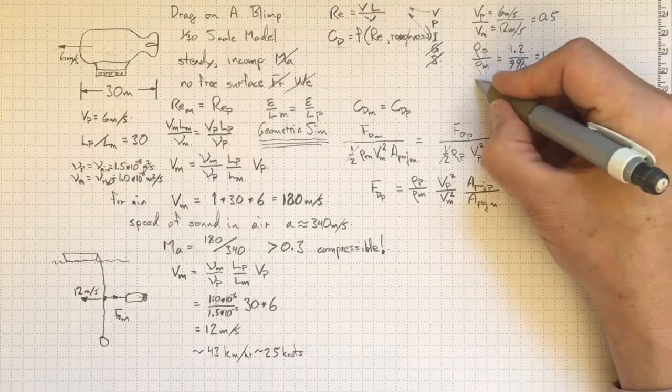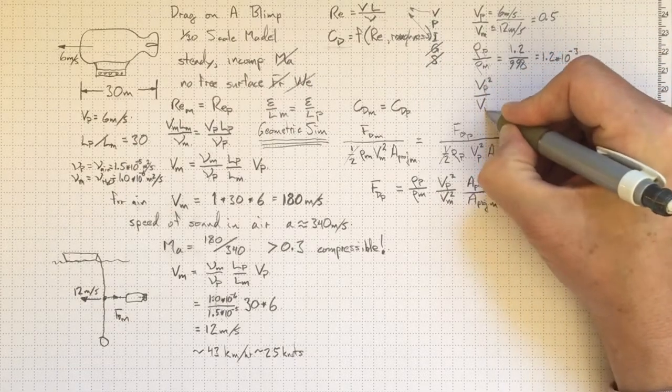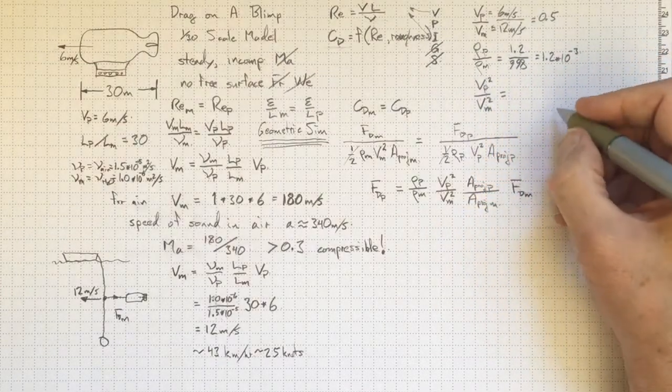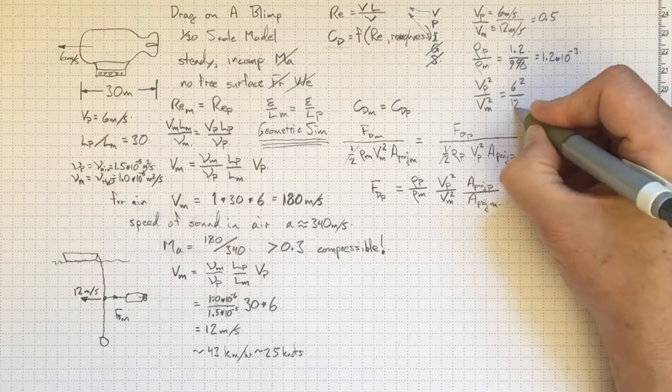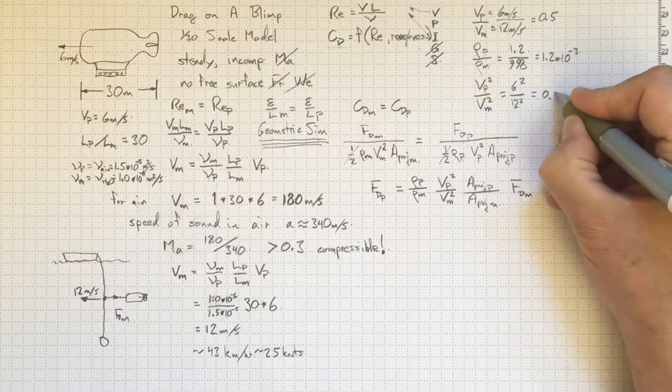The ratio, the velocity of the prototype squared divided by the velocity of the model squared, that's going to be 6 squared over 12 squared, or 0.25.